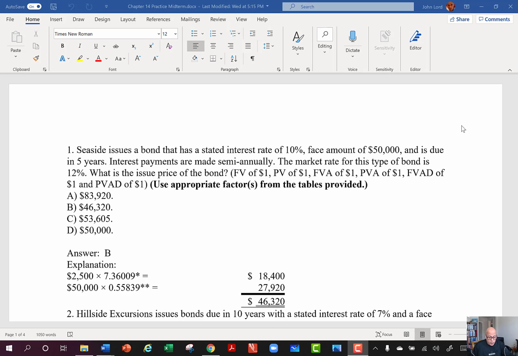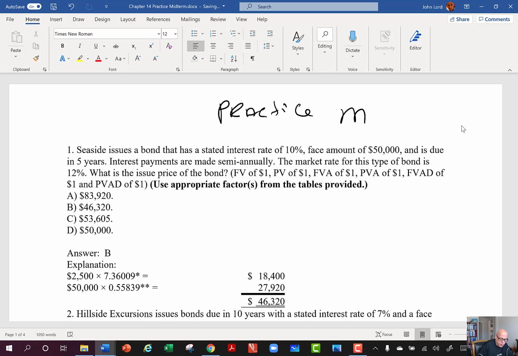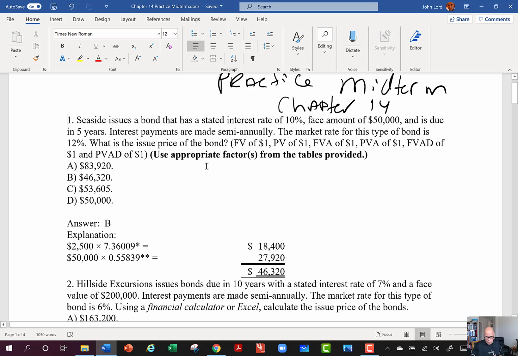Hi guys. Okay, I want to go ahead and spend some time with the practice midterm for chapter 14 here, and let's go ahead and start to take a look at a couple of these questions. So most of these questions are going to deal with bonds.